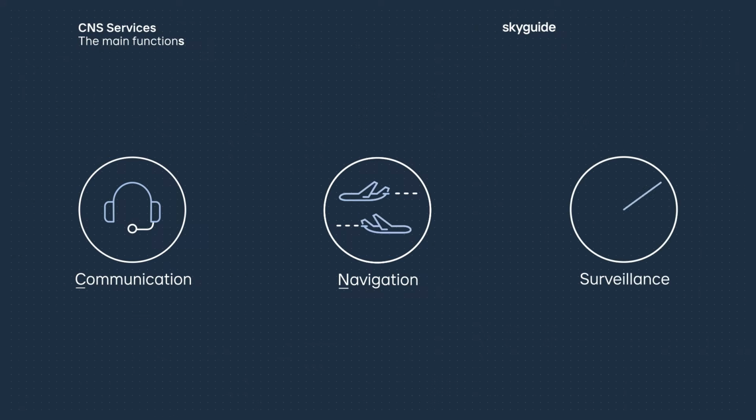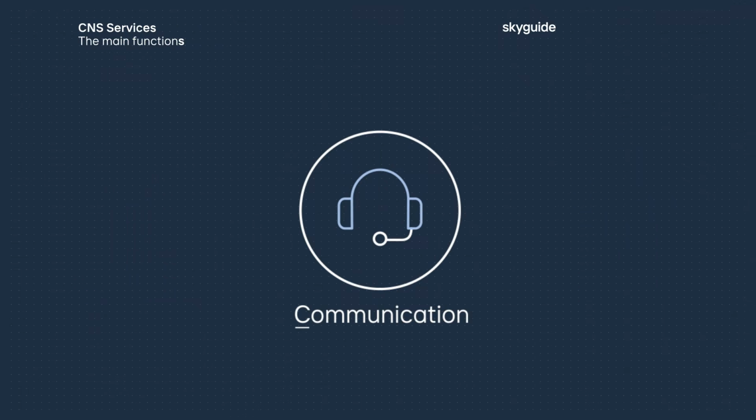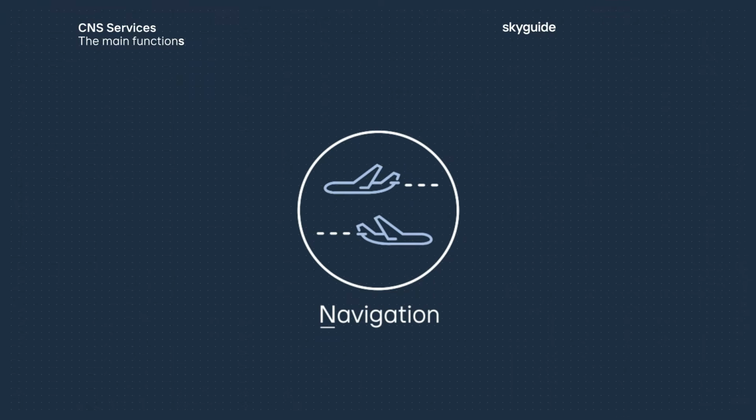Communication, navigation and surveillance, in short CNS, are the main functions that form the infrastructure for air traffic management. They are essential to ensure safe and efficient air traffic. Communication between aircraft and ground, between two or more aircraft, or to exchange information or data.